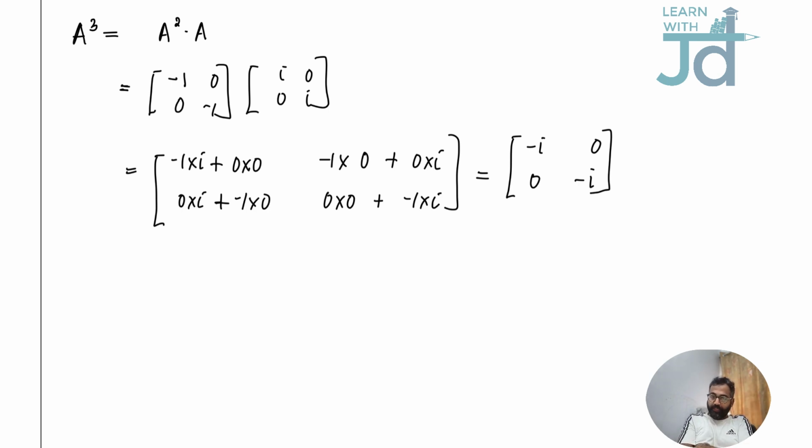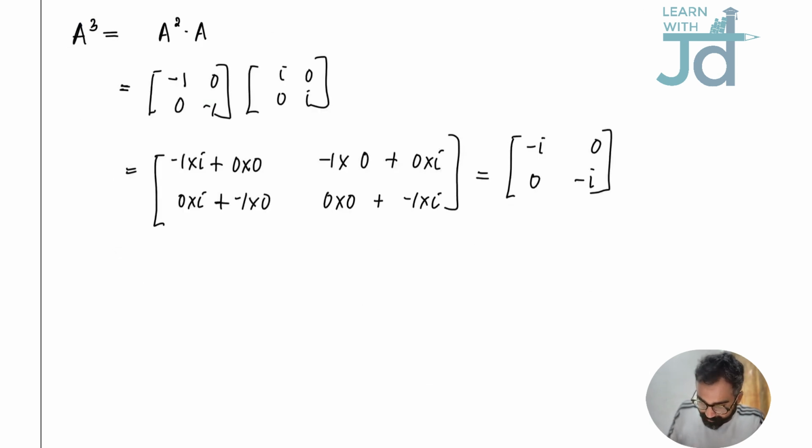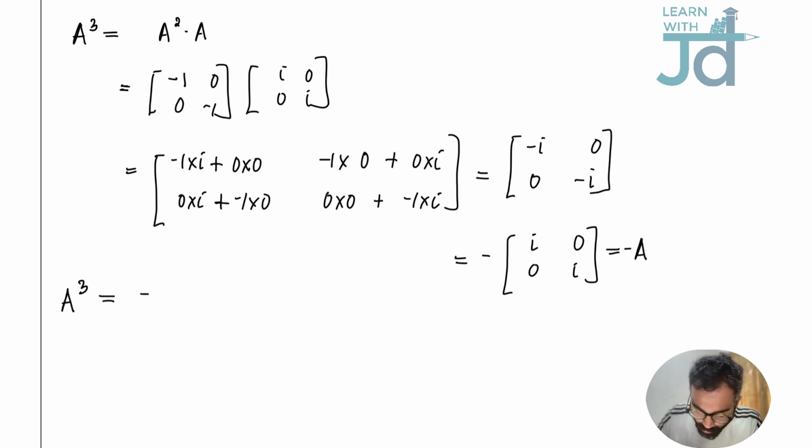Now, can you see a relation between A cube and A? We got A cube here, straight, this is A cube. But if I take a minus common out of this matrix, taking minus common from 0 will still give 0. So this is [i 0; 0 i], which is basically your A matrix. So you can say that A cube is equal to -A.